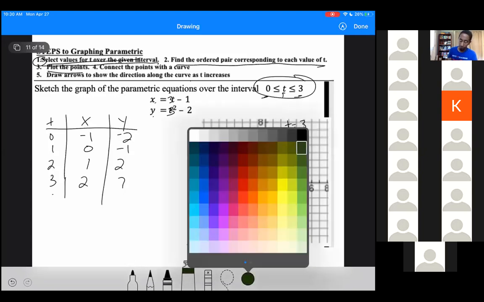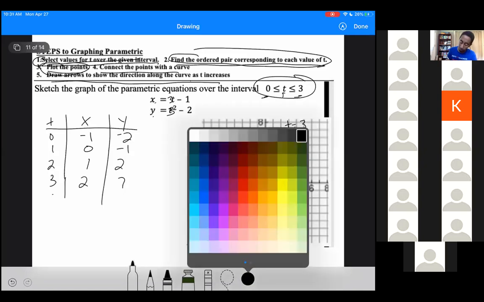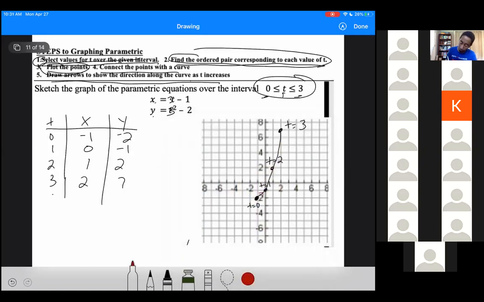Okay. So we have done step 1, select the values for t over this interval. We have done step 2, find the ordered pairs corresponding. Step 3, we plotted the points. Now we connect the points with the curve. So in this case, this one is going to curve slightly like this. We're not going to draw an arrow at the ends because our parameter is only from 0 to 3. And then we're going to draw arrows to show the direction along the curve as t is increasing. So as t is increasing, it is going up. And so our arrows here. So that is graphing the parametric equations there.